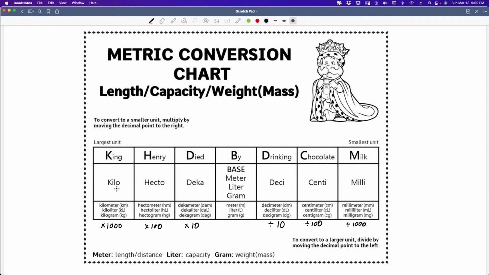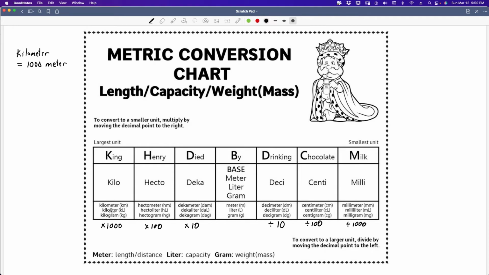So a kilometer on this side is the same thing as 1,000 meters. That is the base. So 1,000 times the base is how much it is. A hectometer is going to be 100 meters. A decameter is going to be 10 meters. You see how that works?